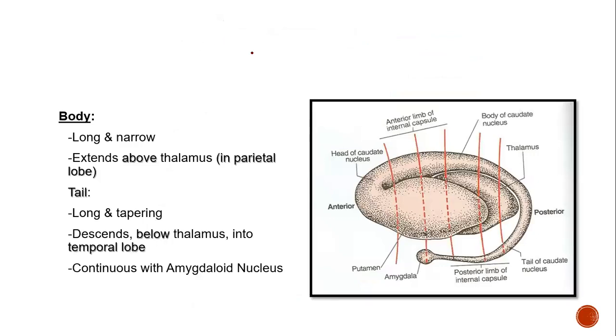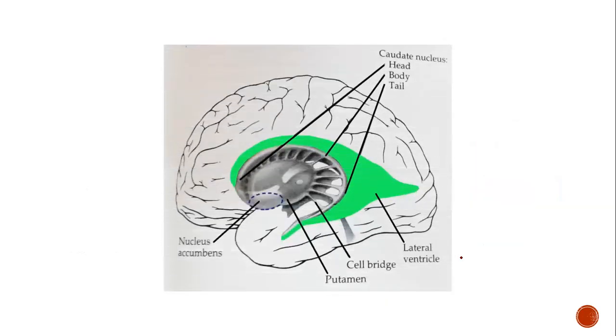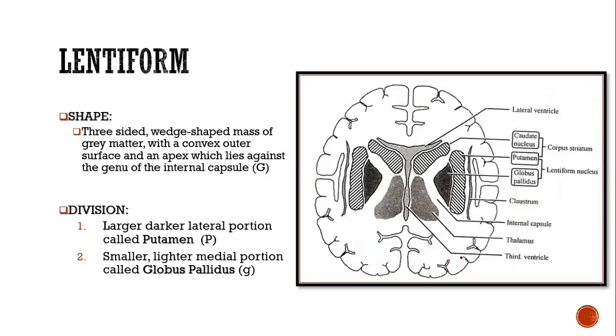When we talk about the body and the tail, the body is obviously long and extends above the thalamus, right here in the parietal lobe. And then we talk about the tail. The tail is long and tapering, and at the end of the tail there is a connection to the amygdaloid nucleus, and this is all present in the temporal lobe. So this is exactly the same diagram, taken from Google.